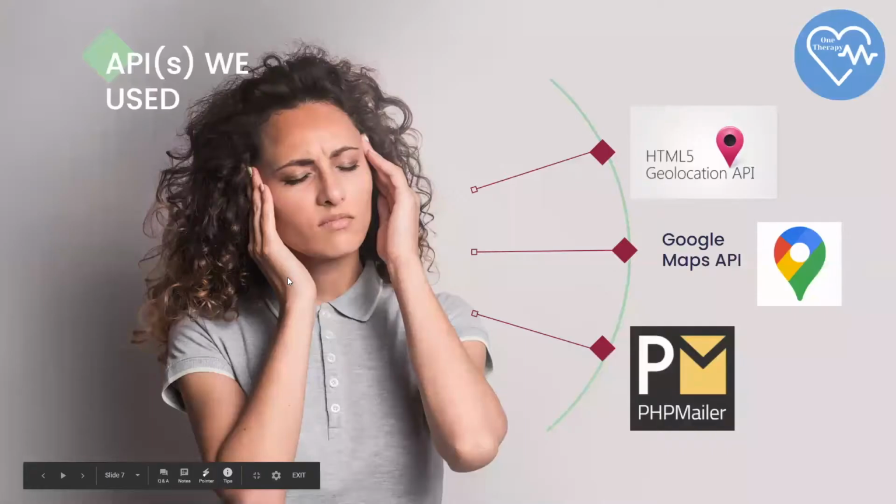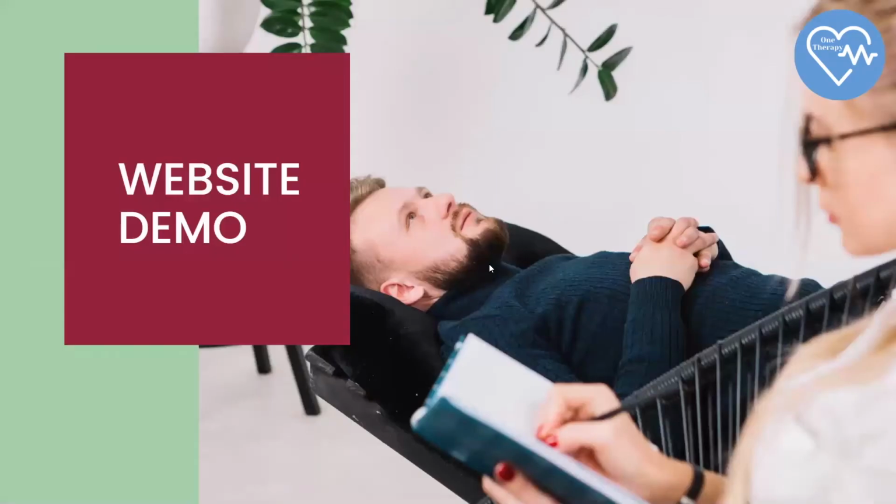Moving on to the APIs we use, we made use of the HTML5 geolocation API to get the distance between the user's current location and the location of the therapist's office. We made use of the Google Maps API to display the street directory of where the therapist's office is located. And we made use of PHP Mailer to send an email to the inquirer who fills up our inquiry form. These will be demoed later during our web demo. So now we will start with our website demonstration.